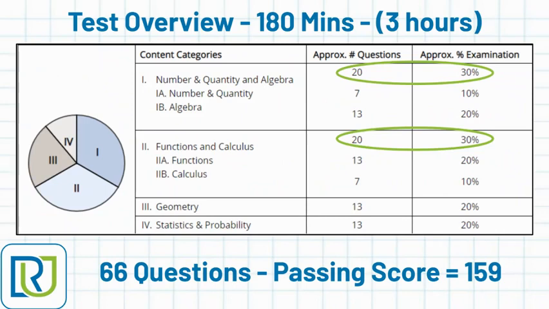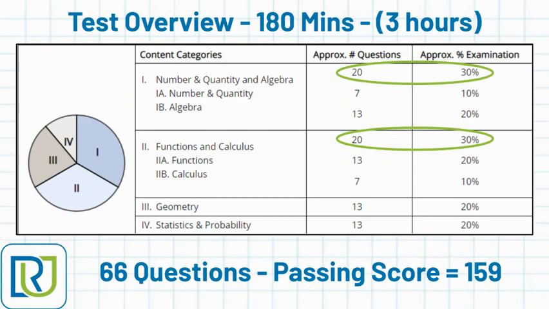Section 2 is functions and calculus. Again, it is 20 questions, about 30% of the test, and it's divided into subcategories of functions and calculus. Section 3 is geometry, which covers about 13 questions or 20%. And then the last section is statistics and probability, which is again 13 questions or about 20% of your test.